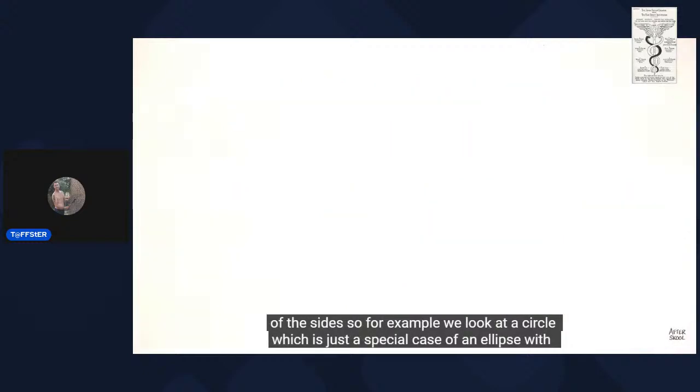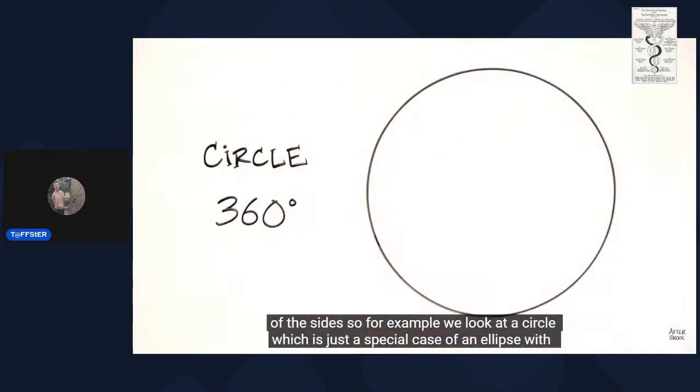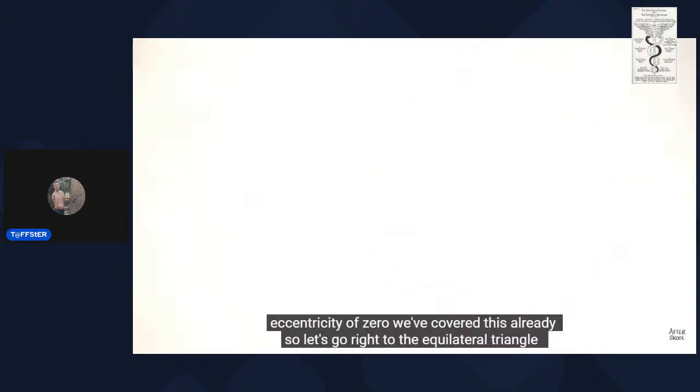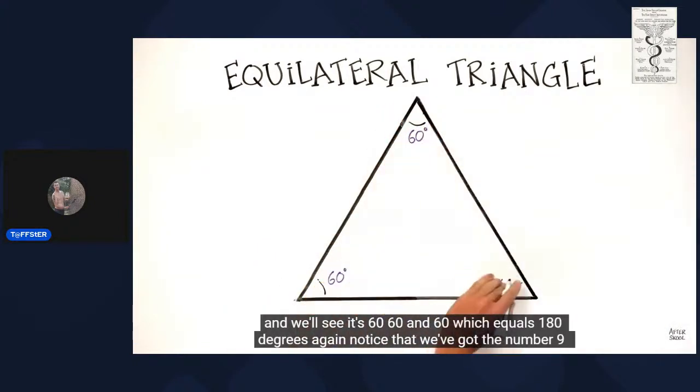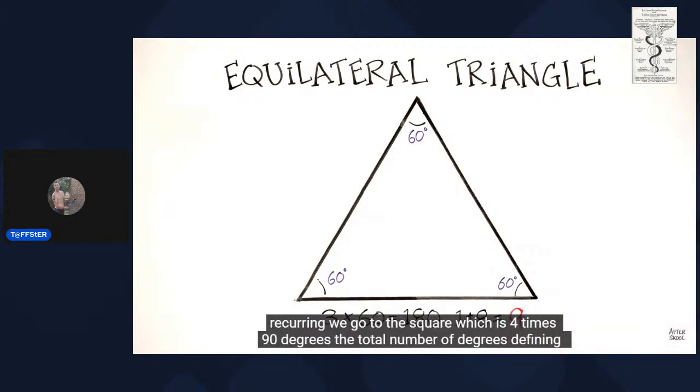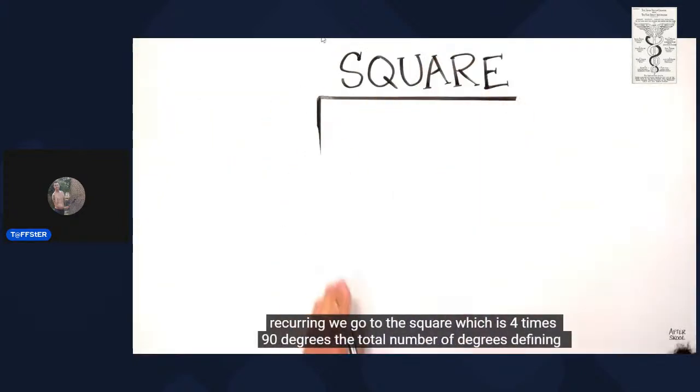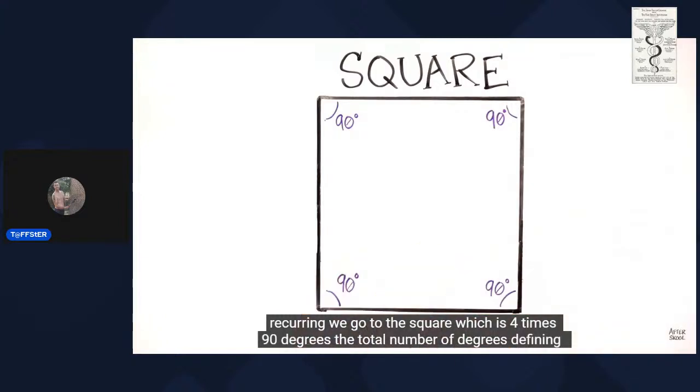So for example, we look at a circle, which is just a special case of an ellipse with eccentricity of 0. We've covered this already, so let's go right to the equilateral triangle, and we'll see it's 60, 60, and 60, which equals 180 degrees. Again, notice that we've got the number 9 recurring. We go to the square, which is 4 times 90 degrees. The total number of degrees defining the square is 360, the same as the measure of a circle. And we measure the polygons by essentially measuring the angles of the vertices or the corners.